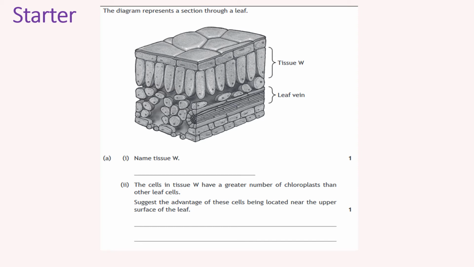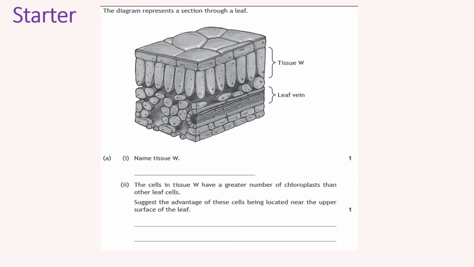You should now know all about plant transport and you should be able to pause the video and answer the question. So try to do this before I go over the answer. It says the diagram represents a section through a leaf and you need to try to work out what tissue W is. You've got your leaf vein labelled. And then it says name tissue W, and then it says the cells in tissue W have a greater number of chloroplasts than other leaf cells. Suggest the advantage of these cells being located near the upper surface of the leaf.